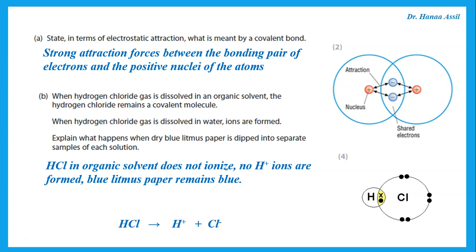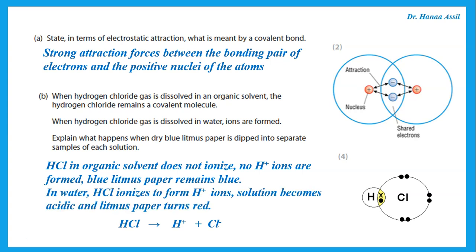But if we dissolve the HCl in water, you should remember that in water HCl ionizes to form H+ ions. Now the solution becomes acidic, and if we put blue litmus, the blue litmus turns red.